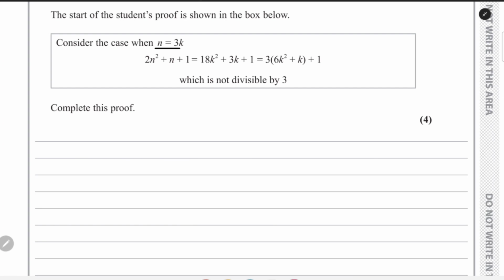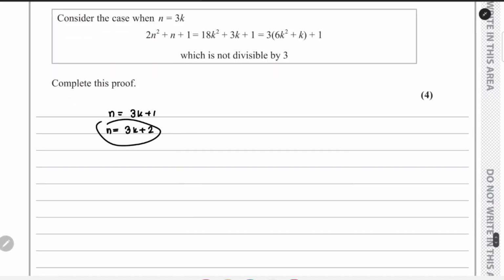The other two cases we could have would be when n is 3k plus 1 or when n is 3k plus 2. If n is 3k plus 3, it's basically the next multiple of 3, so it's the same thing as 3k. Since k is a variable over here, instead of 3k plus 2, we could also write 3k plus 1 and 3k minus 1.